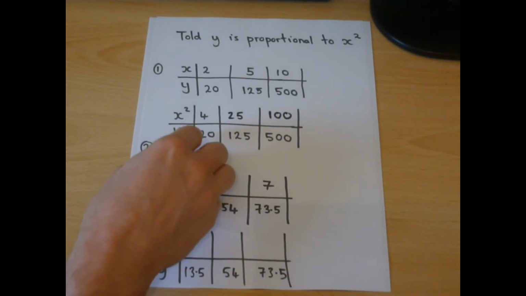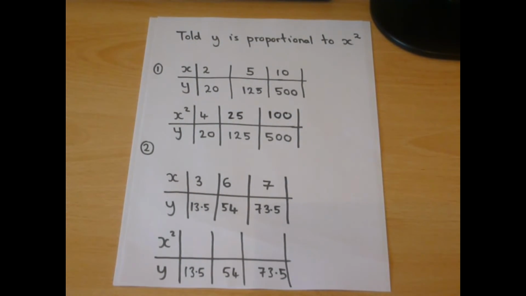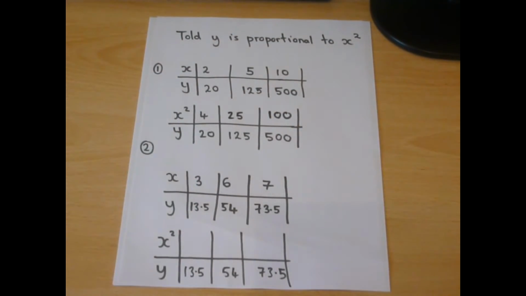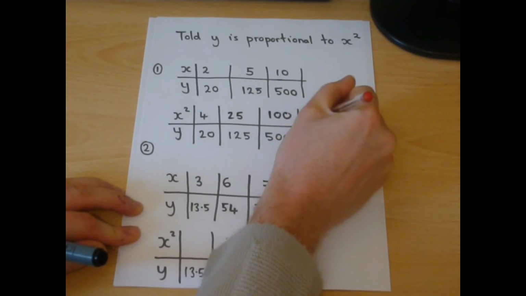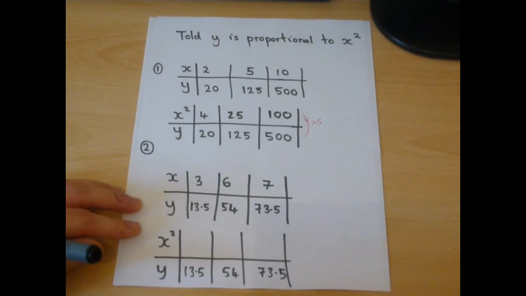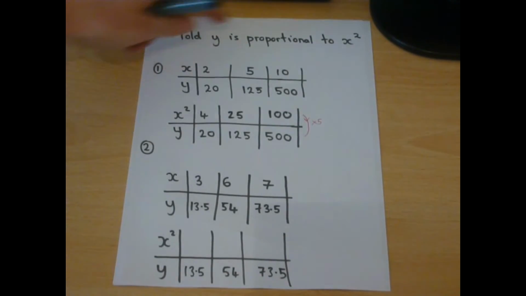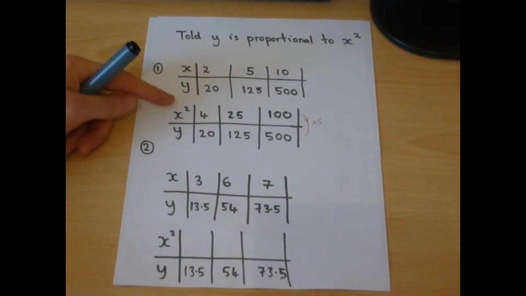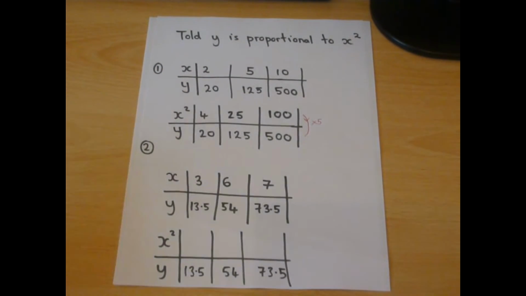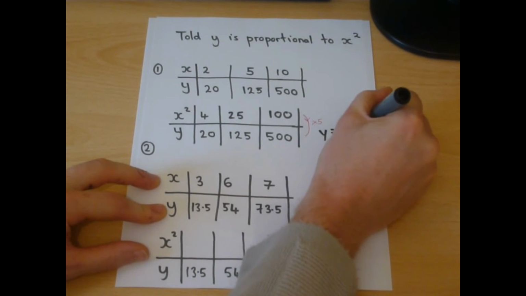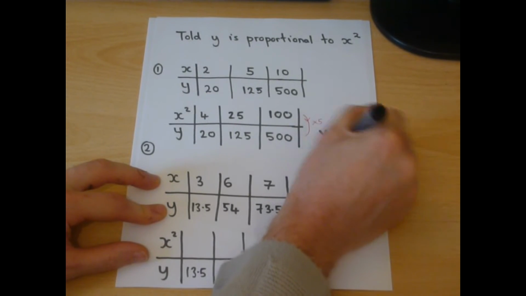If you do 20 divided by 4, you get 5. 125 divided by 25, 5. 500 over 100, 5. The pattern is times by 5, but it links x squared and y. We were told the pattern involved y and x squared. That is why we knew to work out the x squareds and compare those to y. So the rule is that to get y, we do 5 lots of x squared.